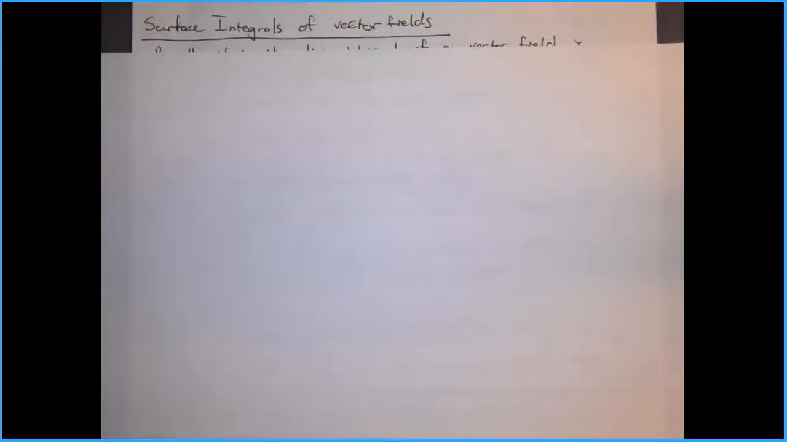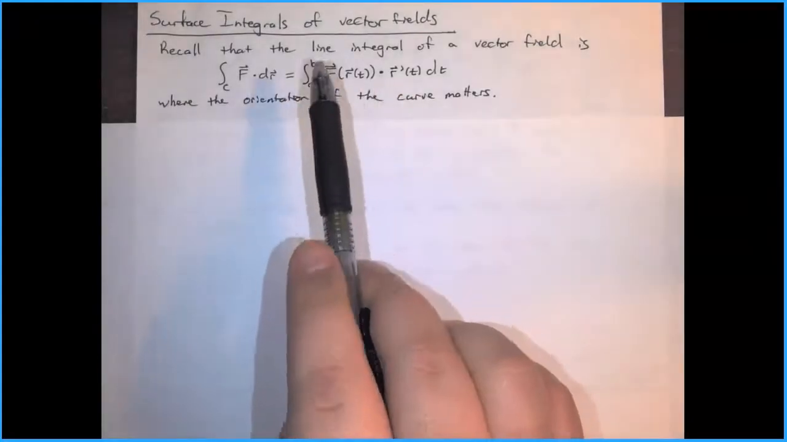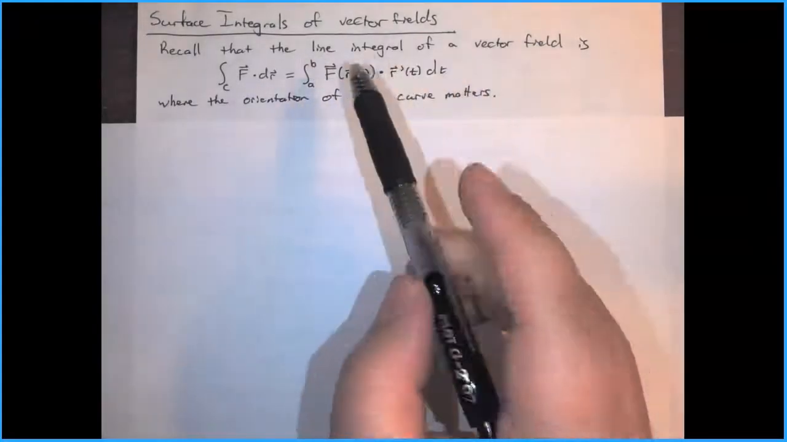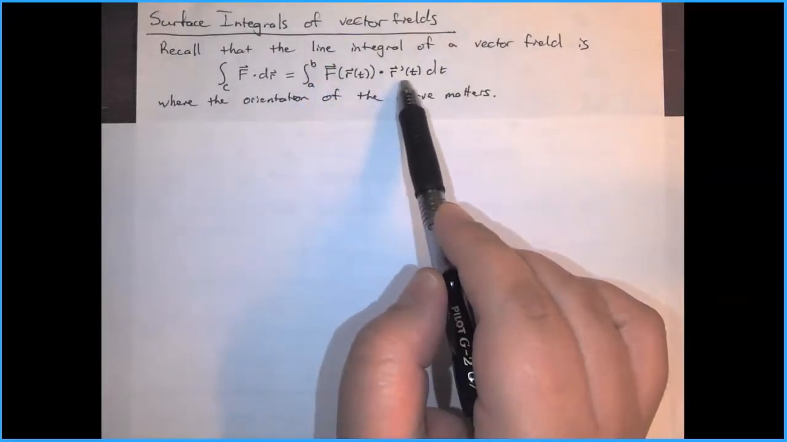Hi everyone, welcome back. In this video we're going to talk about surface integrals of vector fields. Before we do that, let's just revisit the line integral of a vector field. When we did line integrals of vector fields, the way we computed them was as an integral from a to b, where our parameter t was taking values, our parameterization for the curve plugged into our vector field, dotted with the derivative of our parameterization.